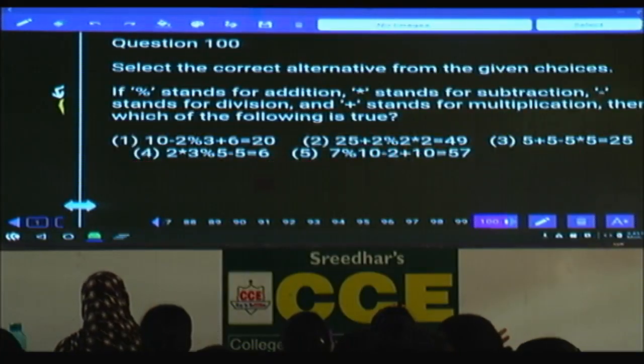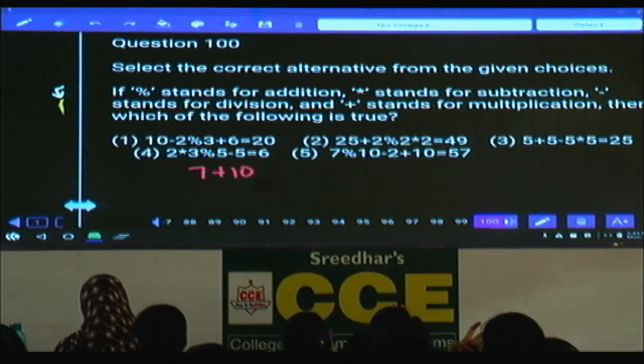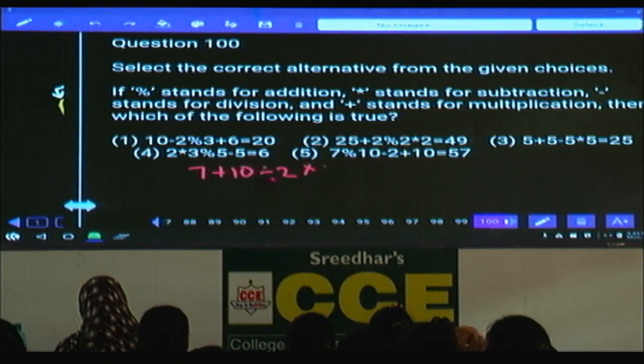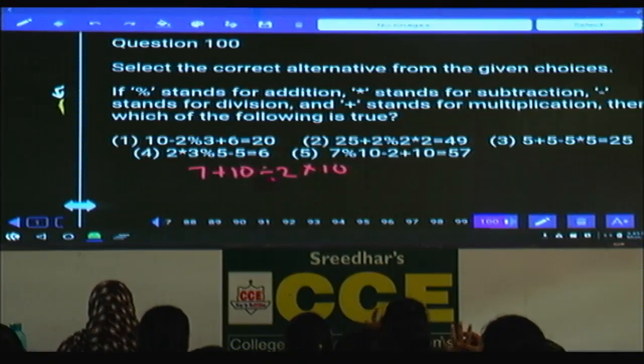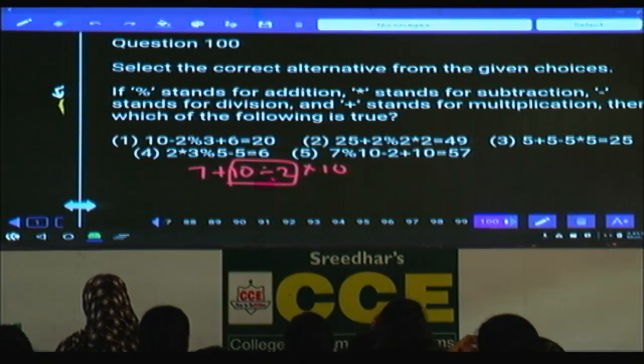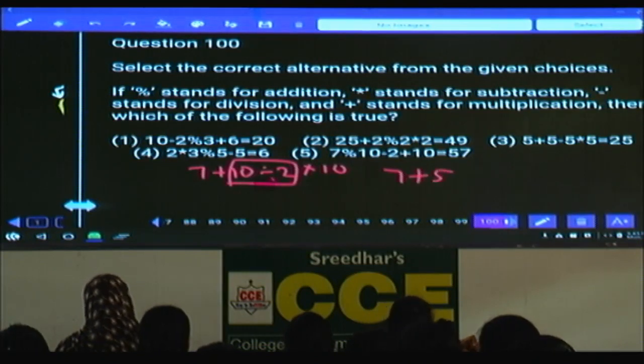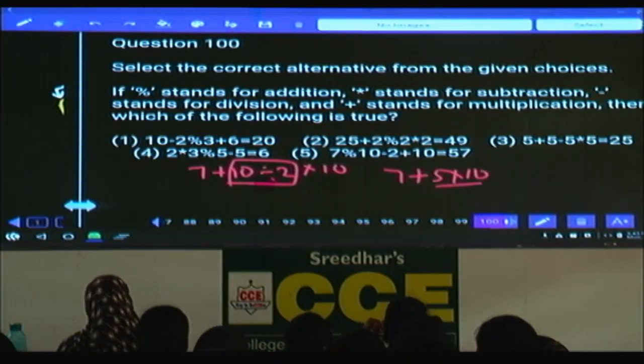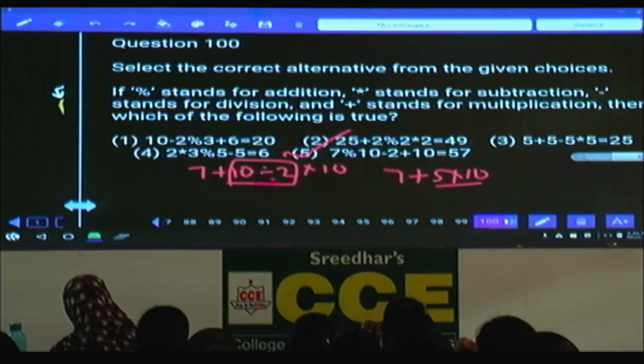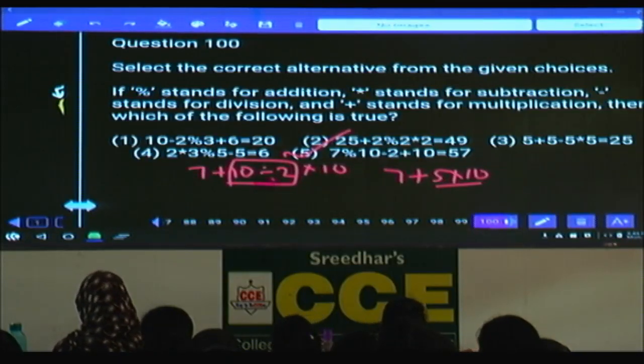Now percentage means 7 plus 10, and minus stands for division, divided by 2, and plus stands for multiplication. Now tell me whether this is equal to 57 or not. 10 divided by 2 is 5. Now 7 plus 5 into 10, that is 7 plus 50, which is 57. Choice 5. Now for question number 100, choice 5 is the answer. Done?